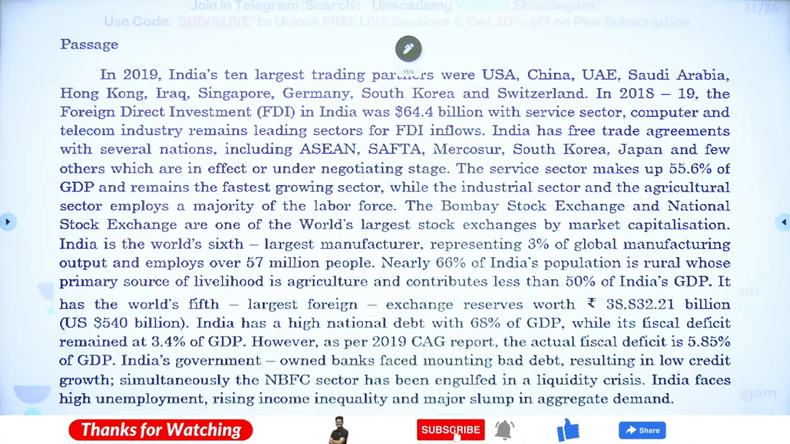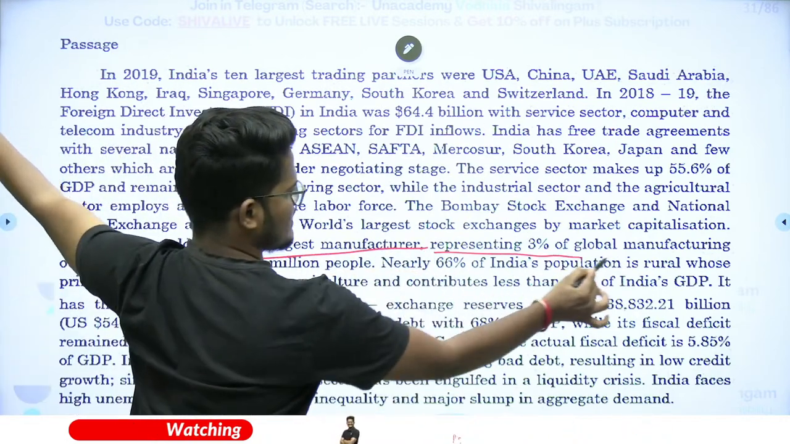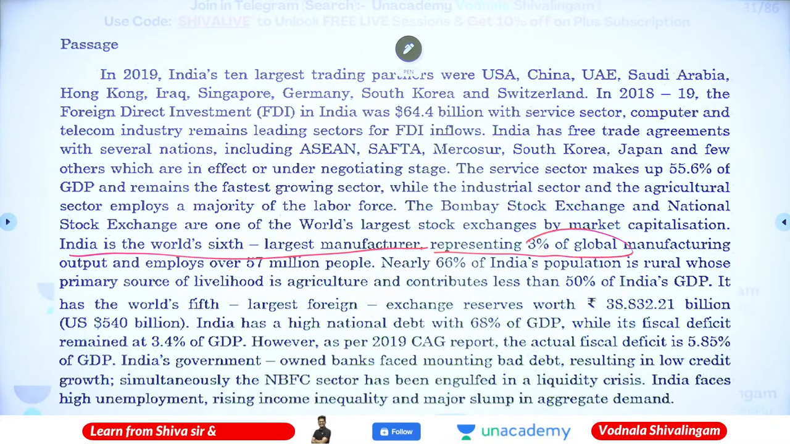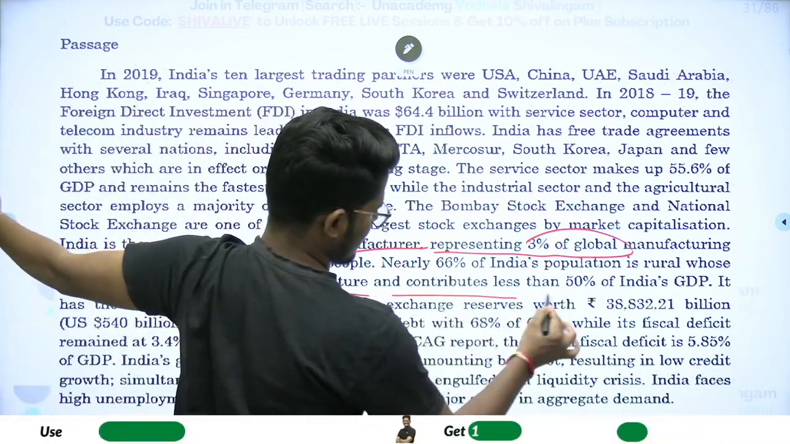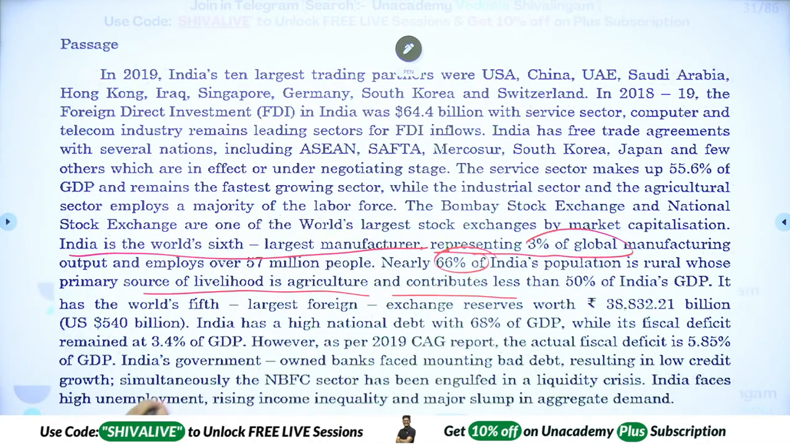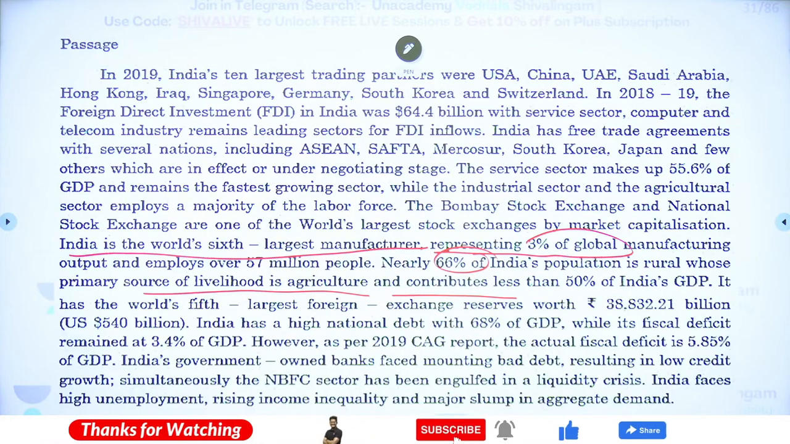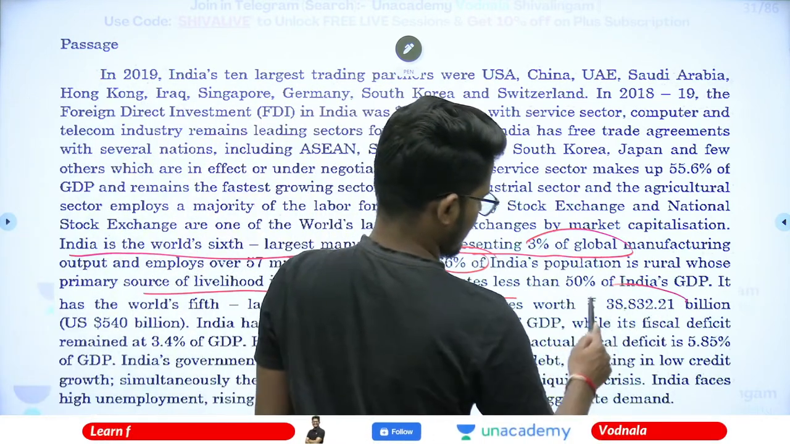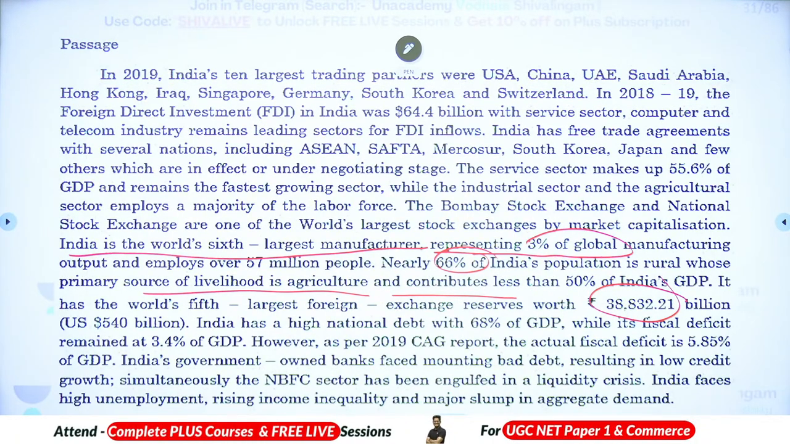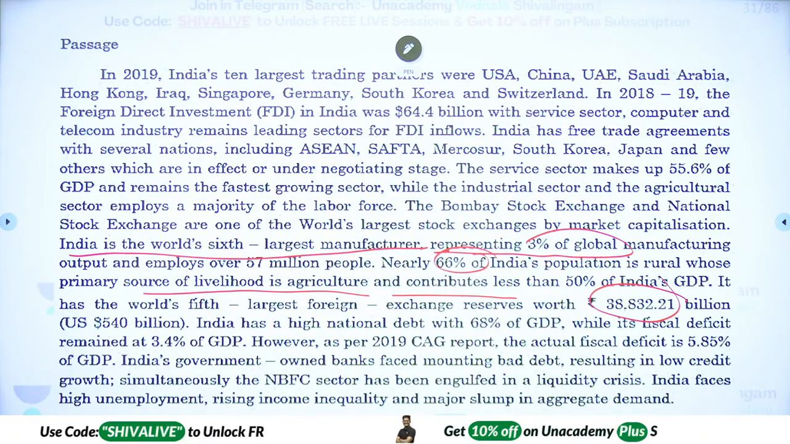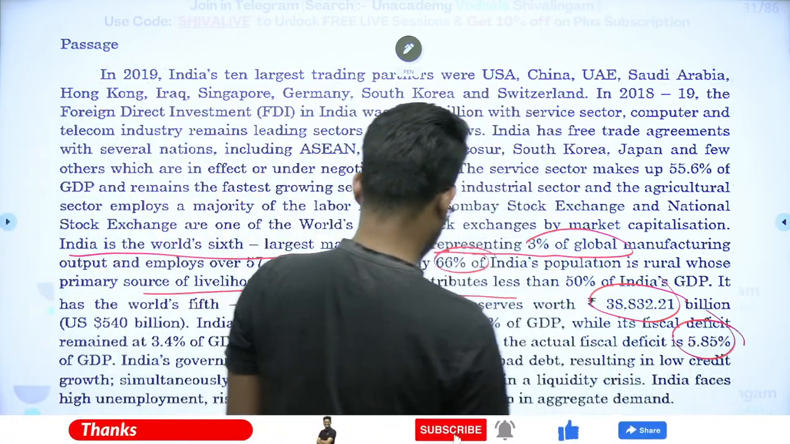Next, India is the world's sixth largest manufacturer, representing 3% of global manufacturing output and employing 57 million people. 66% of the population is rural, whose primary source is agriculture. Even though 66% of the population is in agriculture, they contribute less than 50% of GDP. India has the world's fifth largest foreign exchange reserves at 832 billion US dollars. India has a high national debt of 68% of GDP, while its fiscal deficit remains at 3.4% of GDP. As per the 2019 CAG report, the actual fiscal deficit is 5.85%.